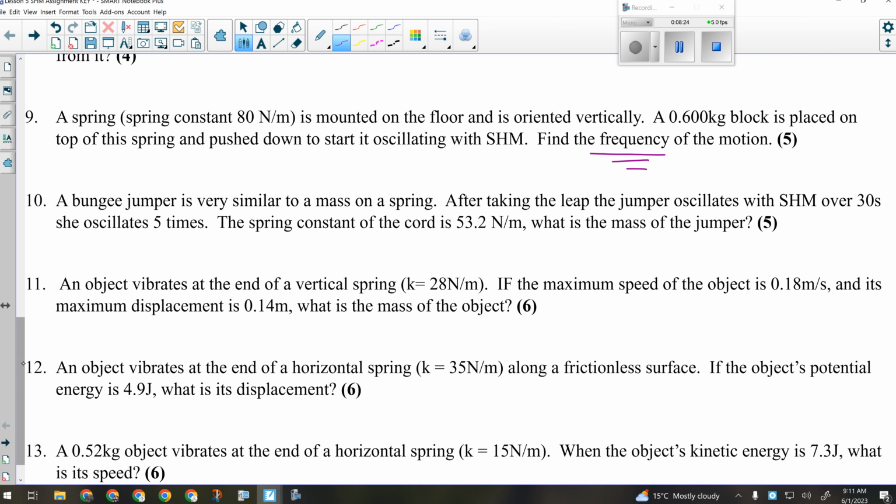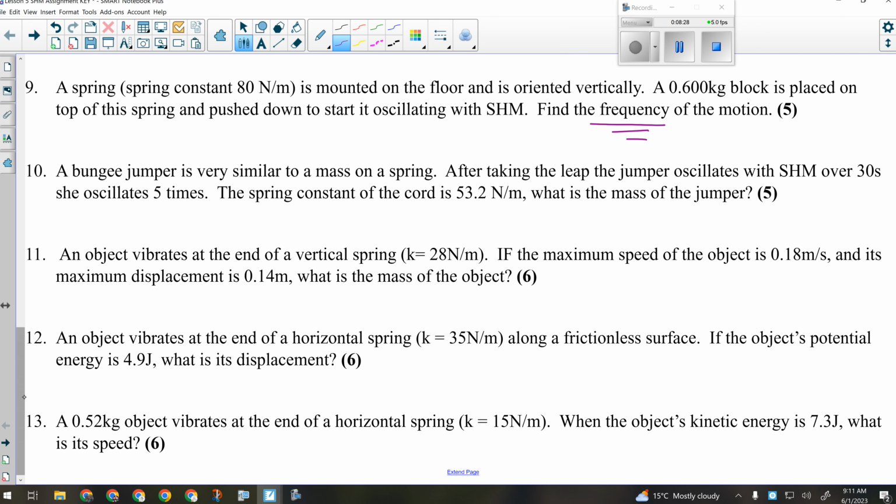Then we are getting into conservation of energy. So number 11, an object vibrates at the end of a vertical spring. The maximum speed of the object is 0.18, and its maximum displacement is 0.14 meters. What's the mass of the object?